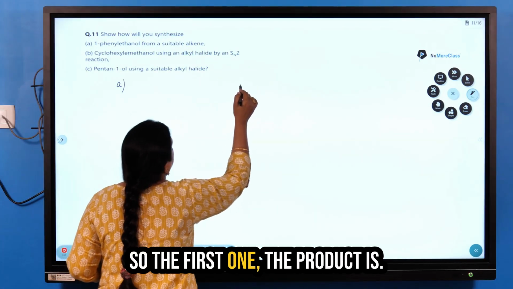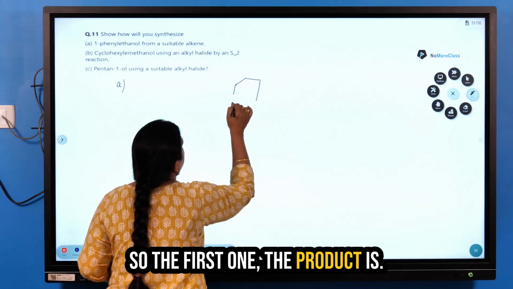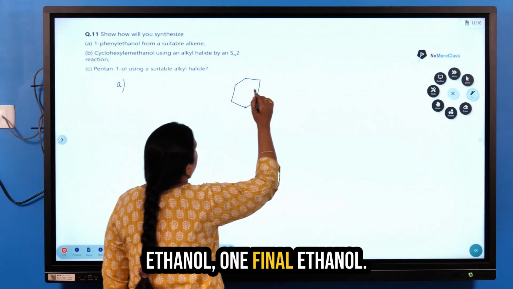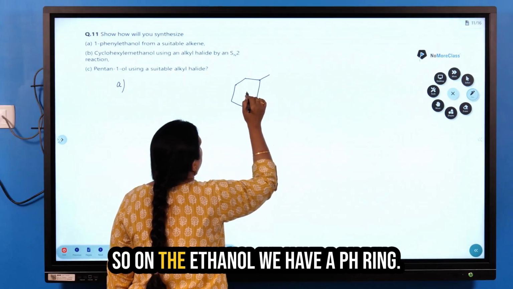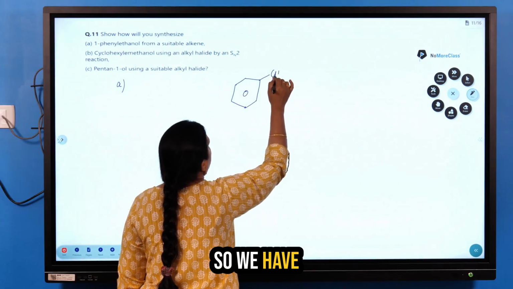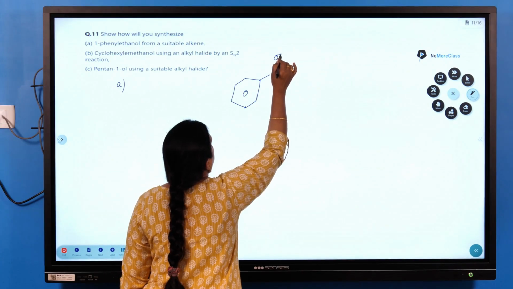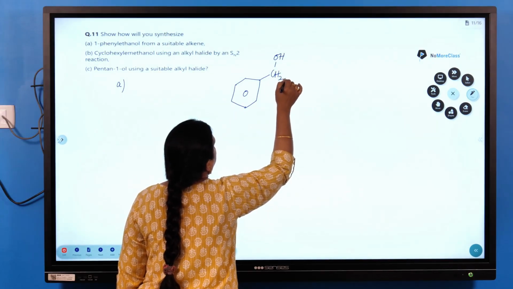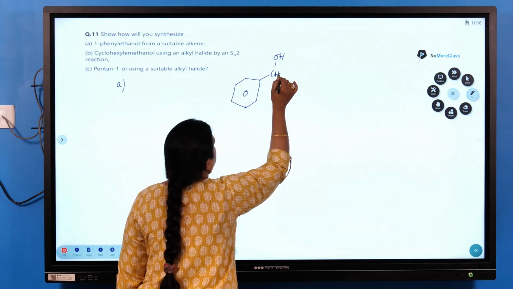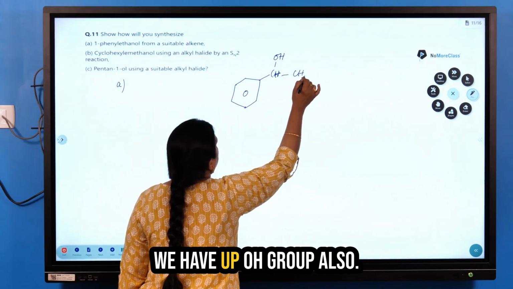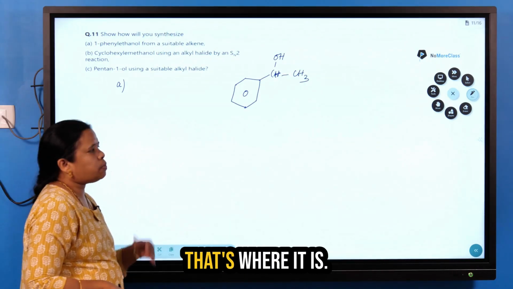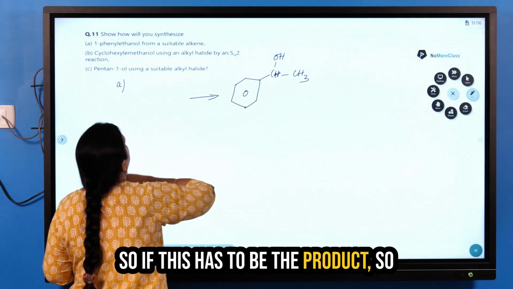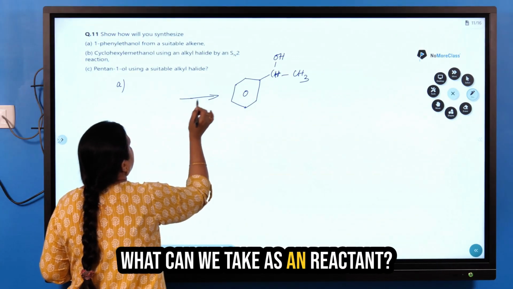So the first one, the product is supposed to be 1-phenyl ethanol. On the ethanol, we have a phenyl ring. So we have the first carbon, and on the first carbon itself, we have the OH group also. That's why it is 1-phenyl ethanol. That is the product. So if this has to be the product, what can we take as a reactant?